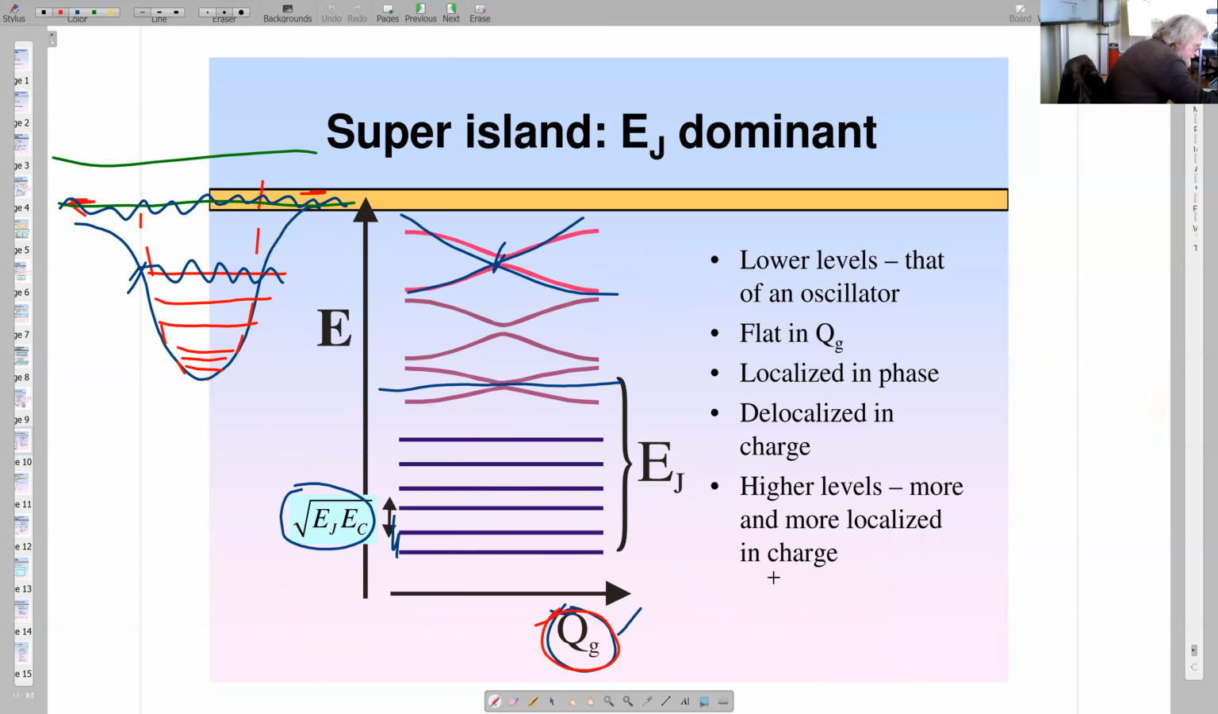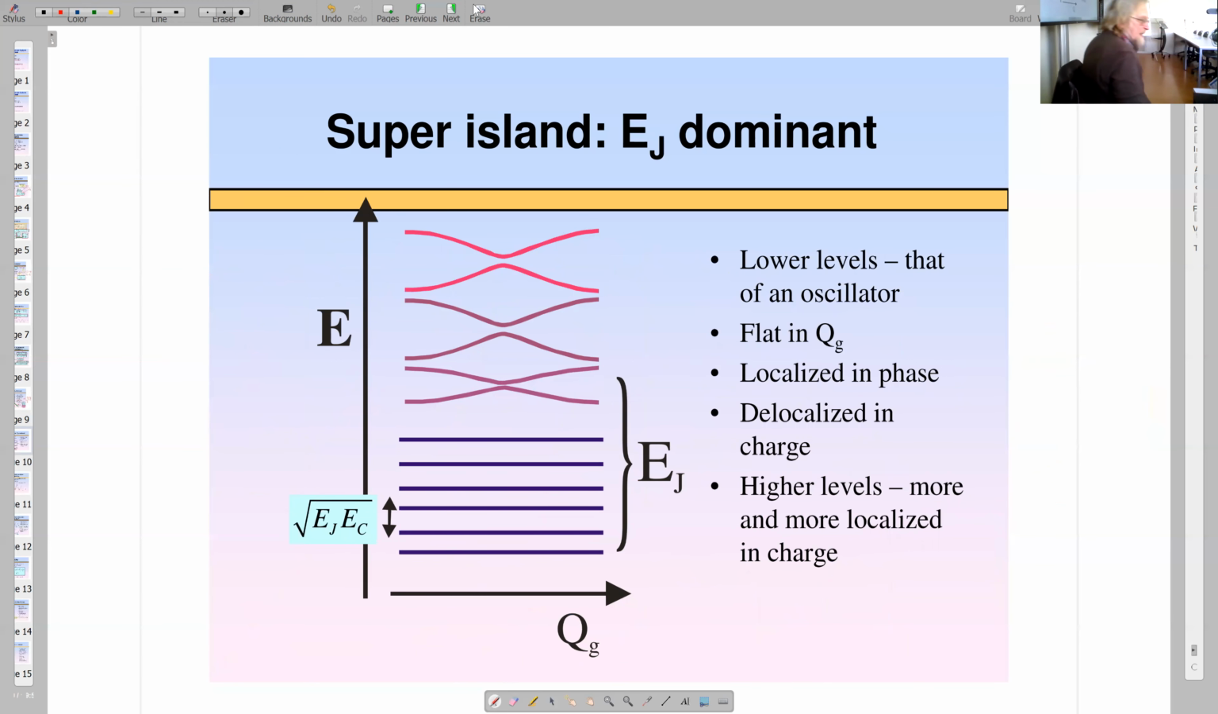Let us go to the opposite limit. Let us consider the case when Josephson energy is very big. The picture has changed quite a bit. So it is again a dependence on gate voltage, but for low levels, as we see, there is no dependence. Well, how to understand this?